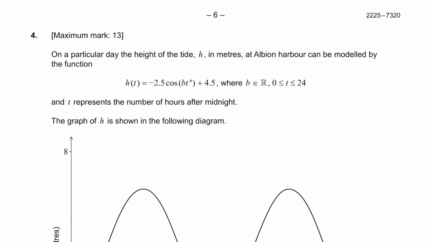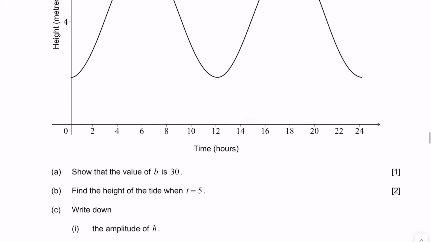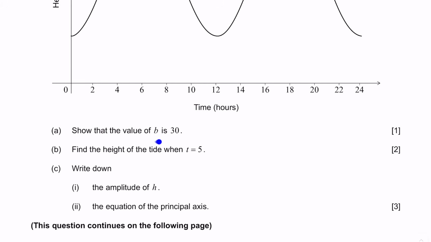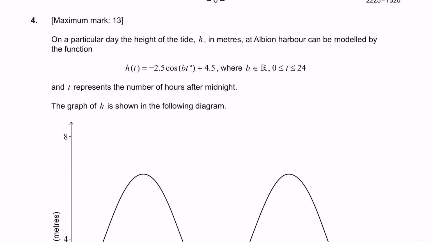Okay. The graph of h is shown in the following diagram. So here we have the height in this harbor against time, which is measured in hours. All right. Show that the value of b is 30. So b is right here. Within our standard form, this is a cosine function, but we can represent it as a sine function or a cosine function. Let's say we have something like this, f of x equals a, I'm going to use sine just because it's a little more common, bx plus d.